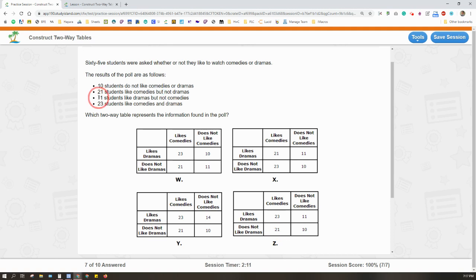Next requirement, 11 students like dramas, but not comedies. Where is the likes dramas, but not comedies section of each of these tables? For Y, the section that says likes dramas and does not like comedies has a 14 in it. That is not what we want. We want it to be an 11, and the one that has an 11 is table Z. So through process of elimination, we know that this is the answer. You don't even need to check the last requirement, but we will anyway. 23 students like comedies and dramas, and sure enough, the table we're selecting has a 23 in the section of the table that represents those who like comedies and dramas. So Z is our answer.